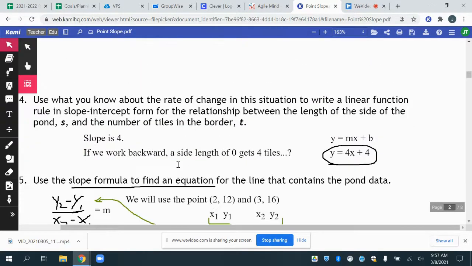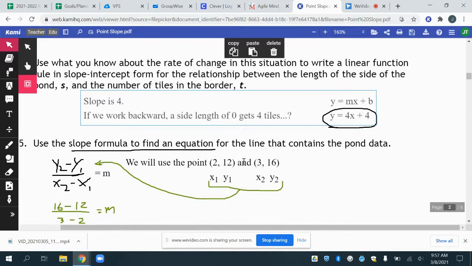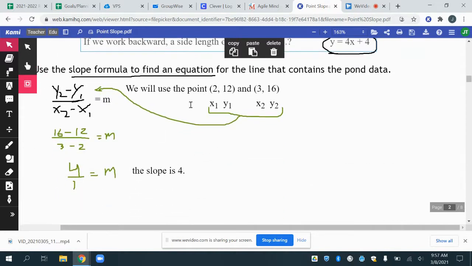I'll be back. We are back. We just said the slope is 4. If we work backwards, the side lengths, we get tiles of 4. And then I was writing this in. I've already used this formula. I want to tell you what's going on, and then we're going to put it in a box over here.